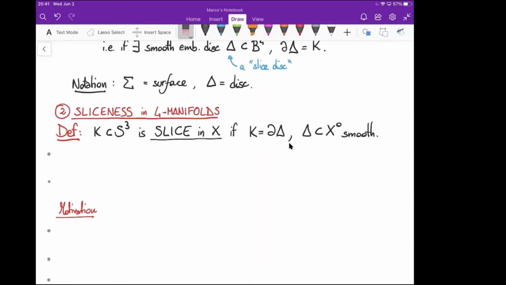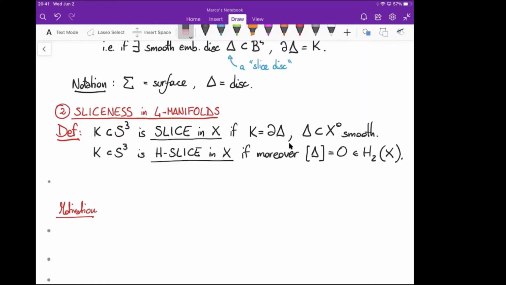So a knot is classically slice if it is slice in S4. This would sound like the most natural generalization of sliceness to other four-manifolds. But there's another one that has already appeared in the literature, and in a joint paper with Manolescu, Marengon, Sarkar, and Willis, we decided to go for the name H-slice, just to try and distinguish the two notions of generalization.